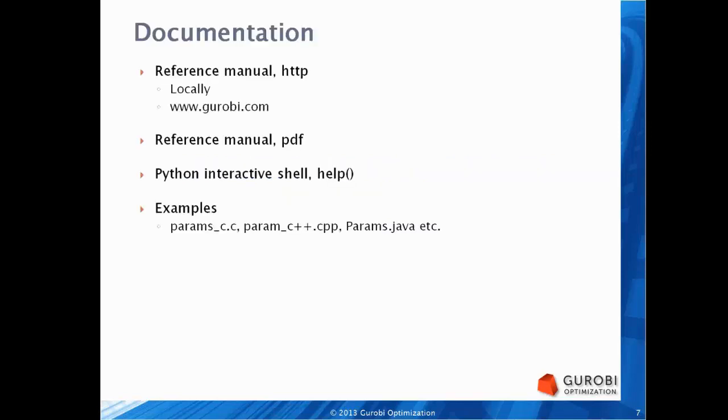Documentation. We have the reference manual in HTML format. When you install Gurobi on your desktop, you can click the Start button, find Gurobi 5.5, and click it. It will show the reference manual. Then you click it, and you can access the HTML documentation locally.